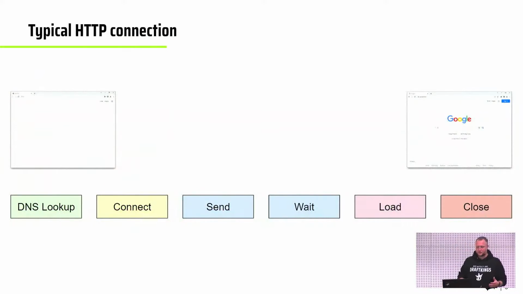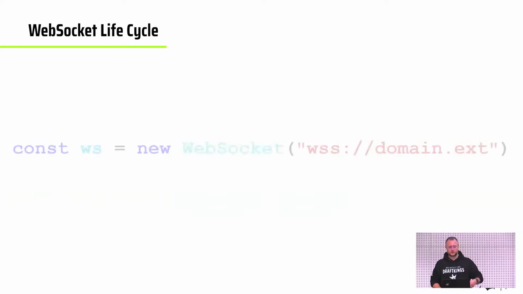How does a typical HTTP connection look? In the typical HTTP connection lifecycle, we have DNS lookup, connect, send, wait. After the resource is downloaded, we close the connection, and that's it. With a socket, it's slightly different. We're going to explore how the lifecycle of the socket looks through a property called ready state. WebSockets have a property which is called ready state.